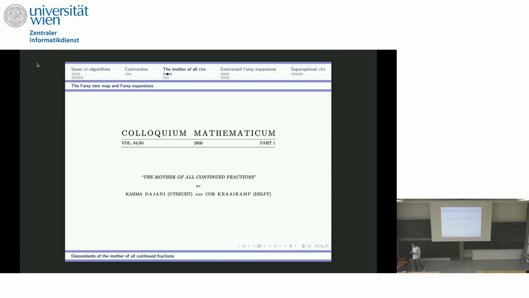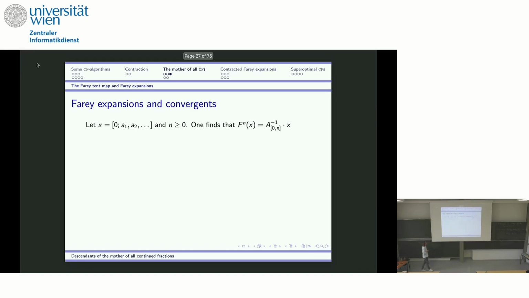So via this isomorphism between the Lehner map and the Farey map, we also consider the Farey map the mother of all continued fractions. And also via this isomorphism, the Farey map generates continued fraction expansions. So to see this, I'll make a couple of remarks. So first, let's fix some x with regular continued fraction expansion a1, a2, a3, etc., and fix some n.